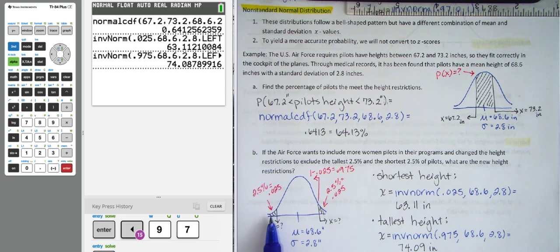Remember that when you're adding up the entire area of the curve, it equals 100% or a total of 1. So the area to the left here and the area to the right here, when we're finding the shortest and tallest height, will be equal to 1.